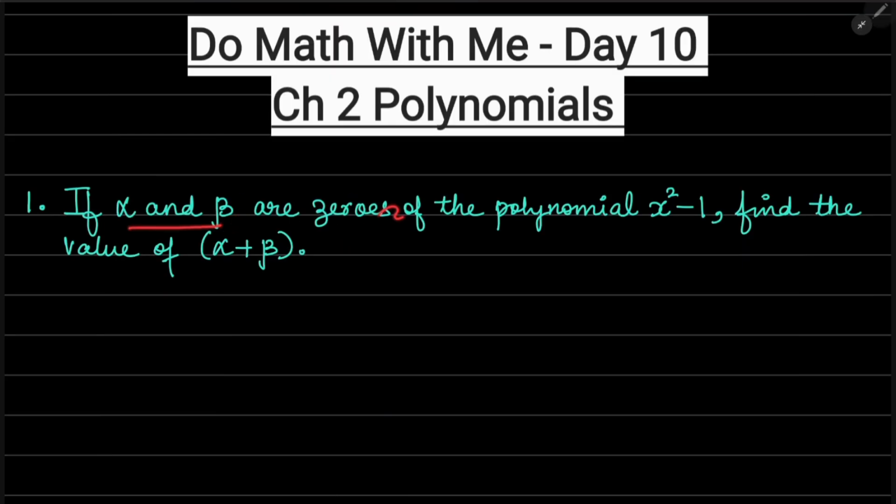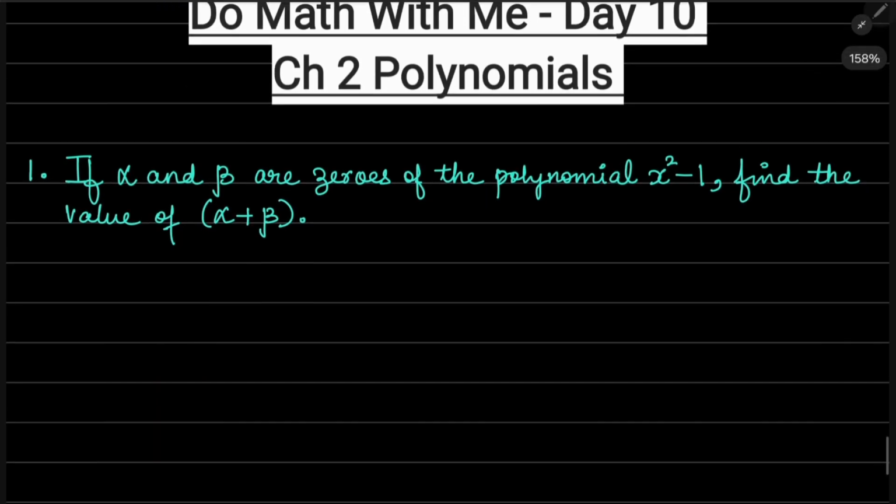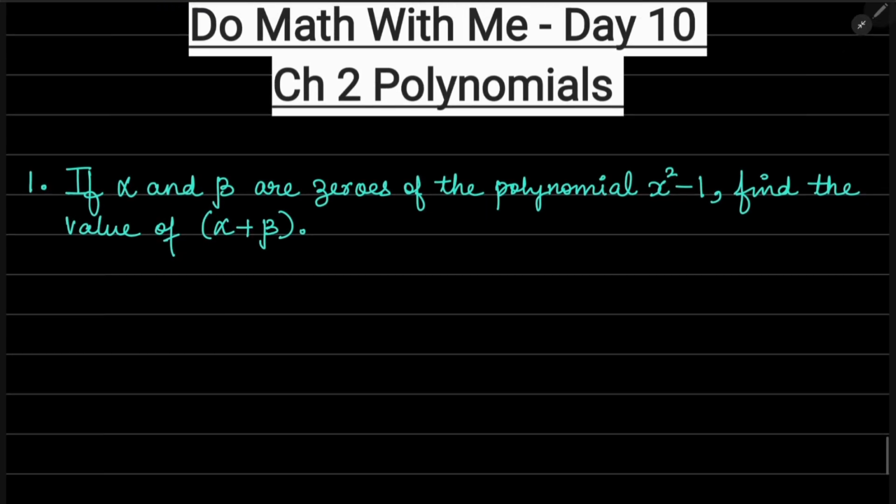If alpha and beta are zeros of the polynomial x square minus 1, then find the value of alpha plus beta. So this is your given question. Let's do it. So you're already given that alpha and beta are the zeros of x square minus 1, right? So the given polynomial p of x is nothing but x square minus 1.